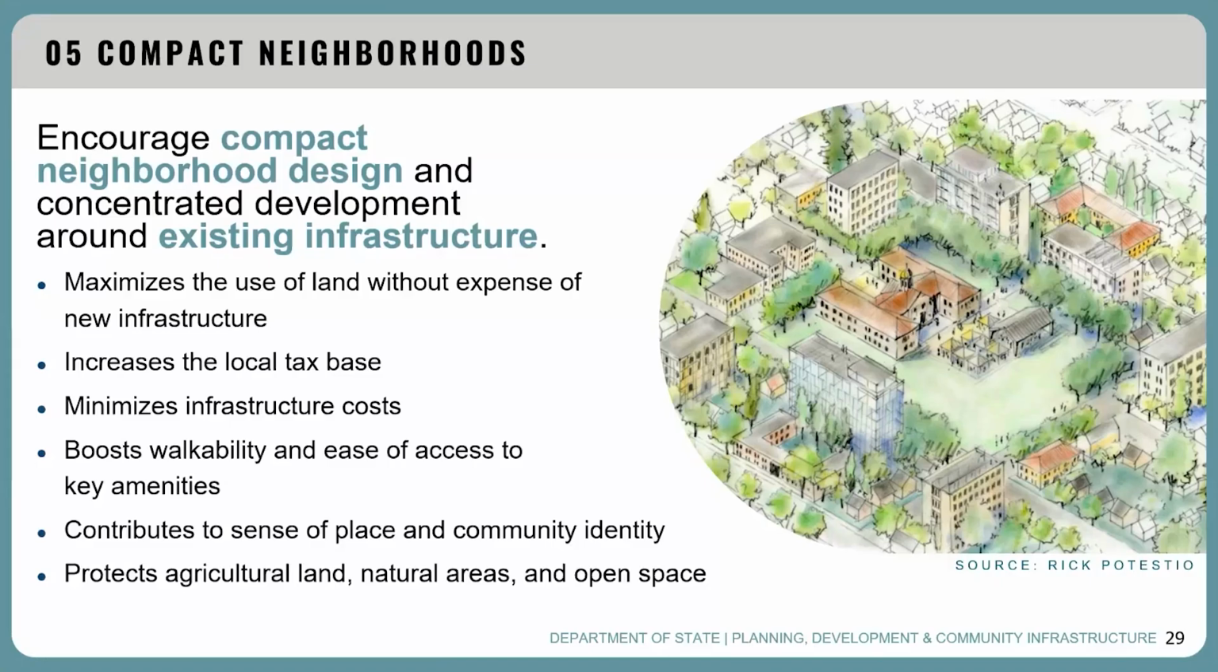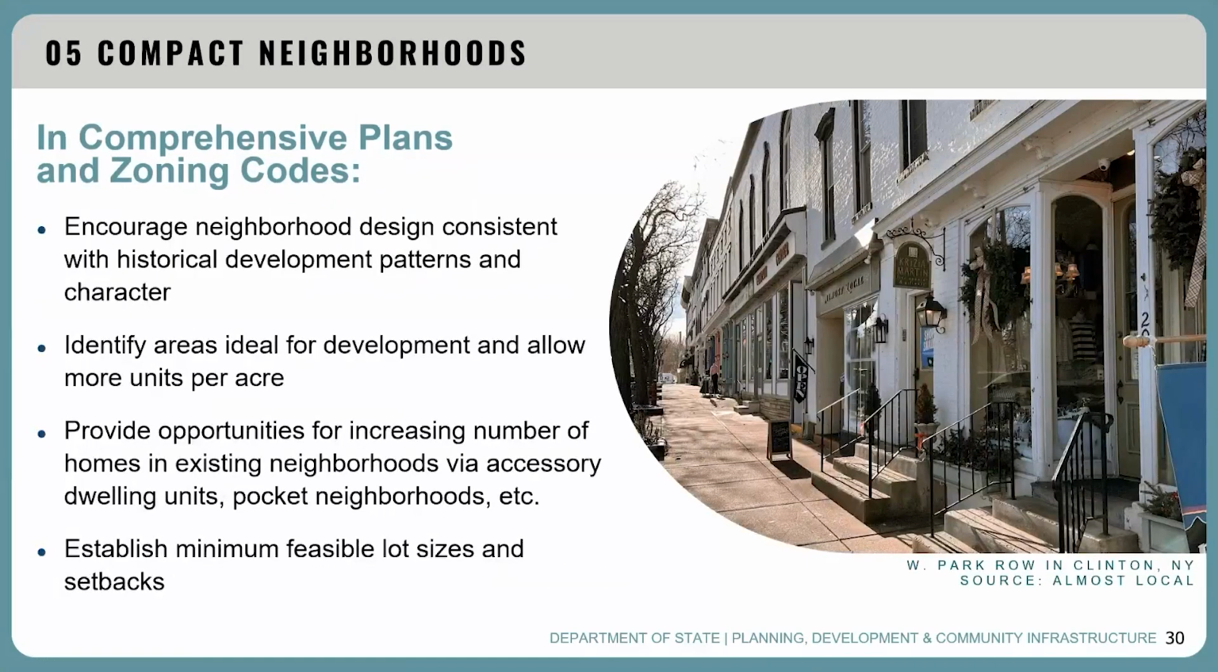Concentrating development around existing infrastructure allows for the better management of municipal resources and protects sensitive natural resources and open space that might otherwise be consumed by development. Comprehensive plans and zoning codes can work in tandem to encourage compact neighborhood designs. Many communities across New York State were built before the advent of the automobile. These same communities often have zoning regulations that prevent the very same historic development patterns from being built. Comprehensive plans can identify changes to zoning codes that would resolve these discrepancies while maintaining and enhancing community character.